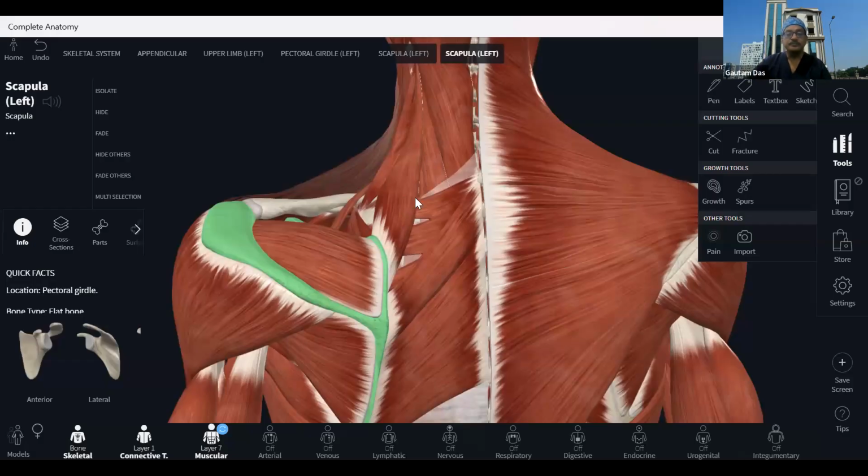Here is another thing to remember: what is the action of the spinal accessory nerve? Which muscles are supplied by the spinal accessory nerve? Anybody can say? The two muscles, trapezius and the sternocleidomastoid. So what are the functions of these? They elevate the shoulder. Okay. So if there is palsy, there will be sagging of the shoulder, particularly from the trapezius. The shoulder will be dropping down.